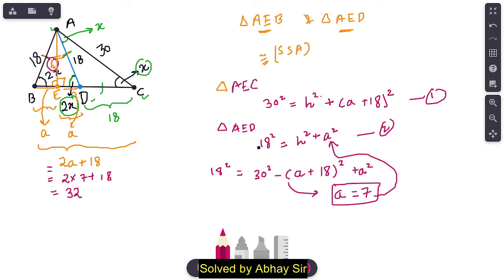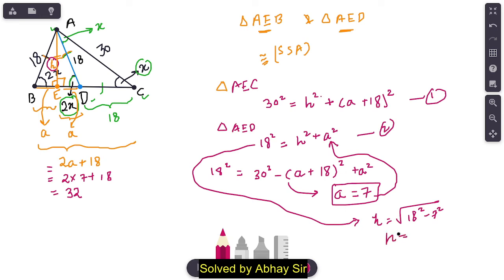When you solve that, again I'm not doing that calculation, but h is going to be equal to under root of 18 square minus 7 square, which will come out to be h is equal to nothing but 5 root 11. Perfect. So I am writing it here, 5 root 11. So h is going to be 5 root 11. Now we have got the base, we have got the height. Height is 5 root 11 units.